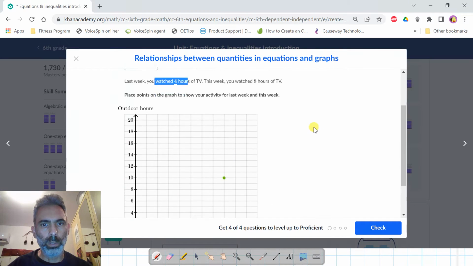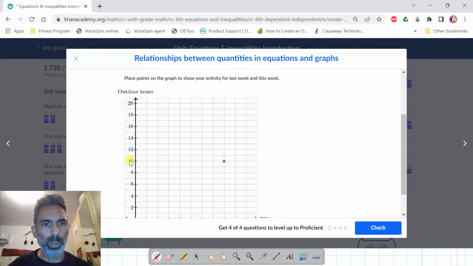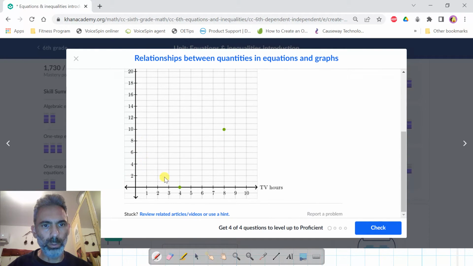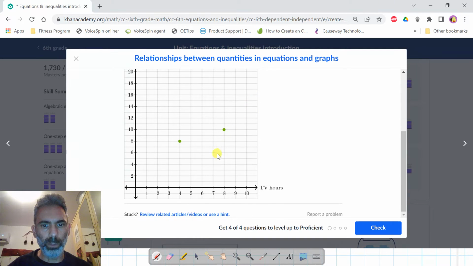So if you spend 2 times as many hours outdoors, and the y-axis represents the number of hours you spend outdoors, it means that for 4 hours you watch TV, you need to spend 8 hours outdoors. And for this week, you watched 8 hours of TV, so you need to spend 16 hours, which is 2 times as much, outdoors.